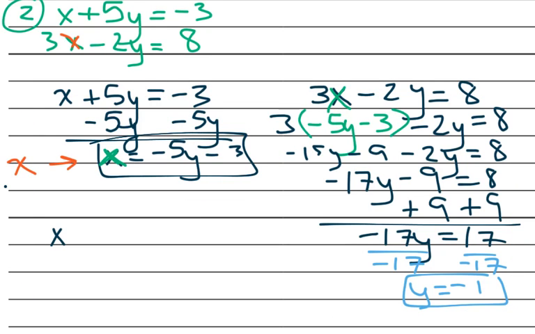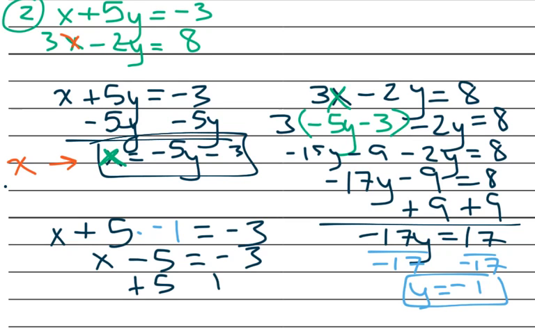So here I am with x plus 5 times y, which I'll write as negative 1 right now. That's not corner cutting because I think by this point it's kind of more clear, which gives me x minus 5 equals negative 3, and then adding 5 to both sides gives us x is positive 2.